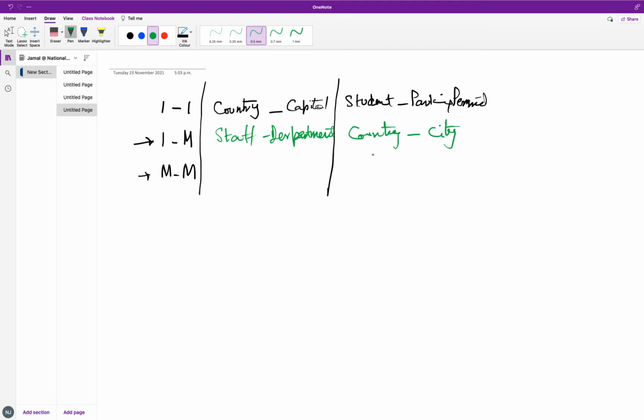So this is one to many. It could be something else, right? But there are some cases of many to many. For example, student and course, right? Student and course.